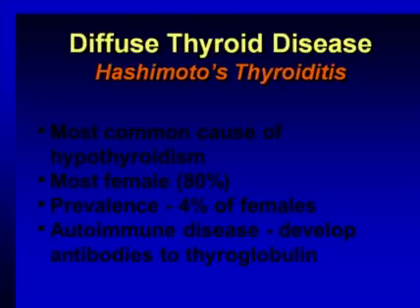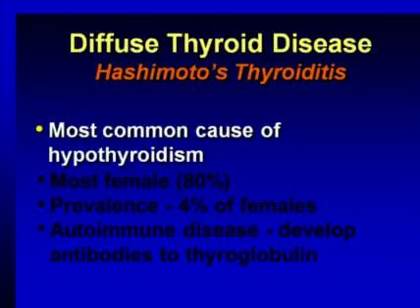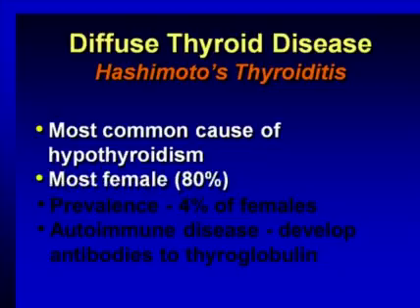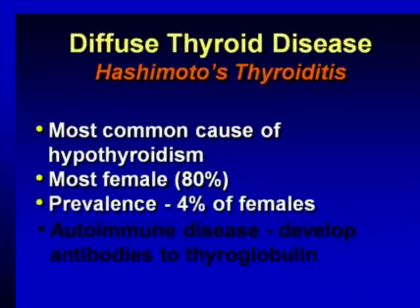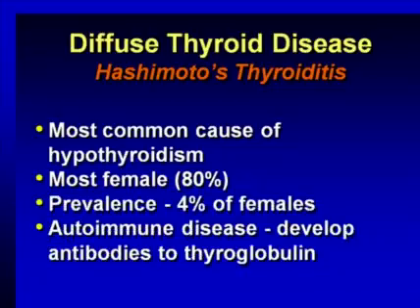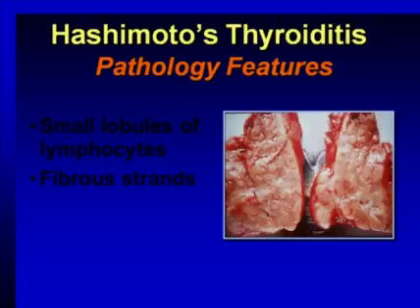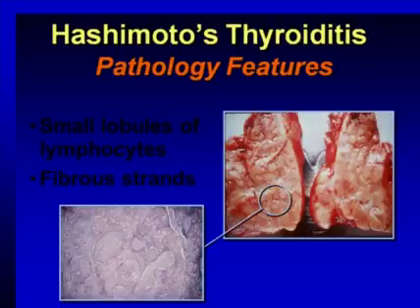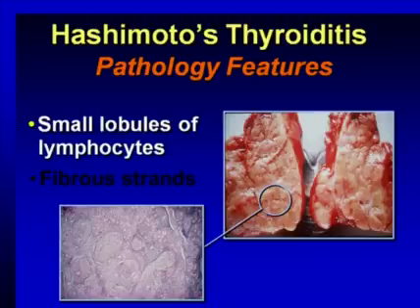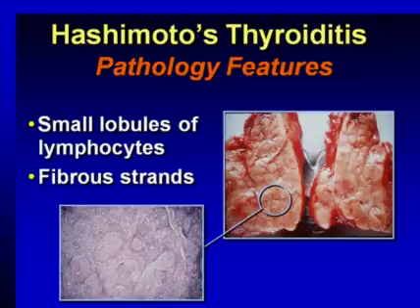This is a very common disease. In fact, it's the most common cause of hypothyroidism in late stages of the disease. Usually occurs in women, has a prevalence of 4% of women. It's an autoimmune disease where antibodies develop to thyroglobulin. Grossly, the gland and microscopically will show these small lobules of lymphocytes separated by these fibrous areas, and that accounts for the appearance that we see sonographically.